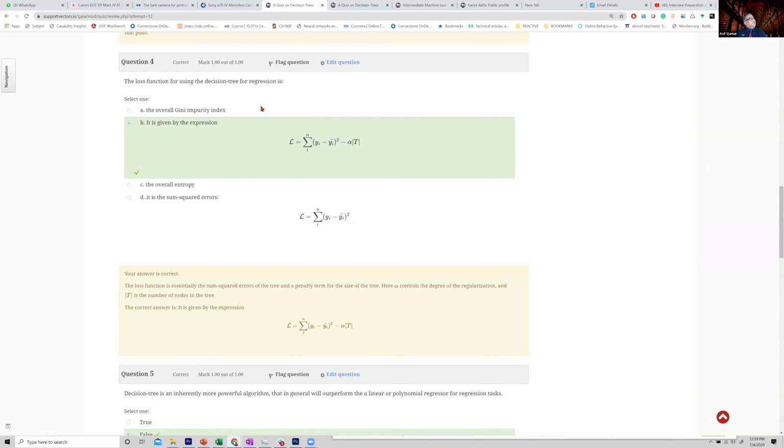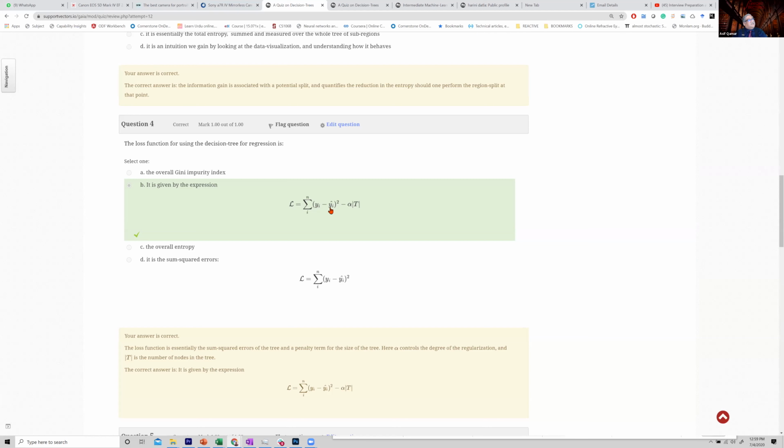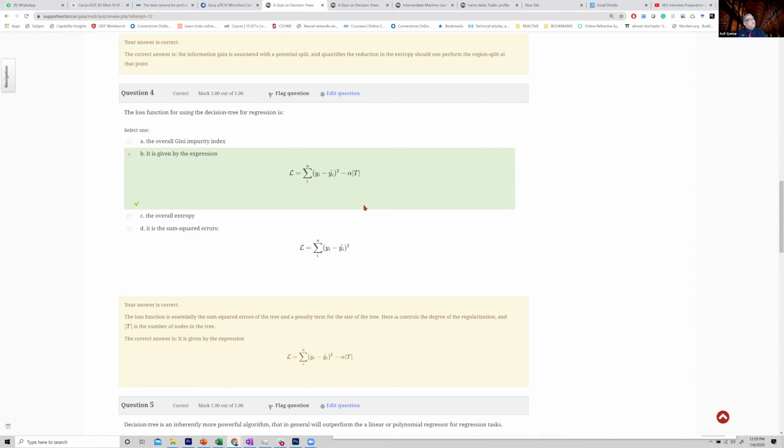In the loss function, this term is the sum squared loss. You see the residual squared and summed. And then alpha is the regularization parameter, and t is the number of nodes in the tree. What you're basically saying is that the more nodes in the tree, the bigger the penalty. Oh, by the way, is it plus or minus? I forgot. I might have made a mistake. It might have been a plus, depending upon how you interpret alpha.